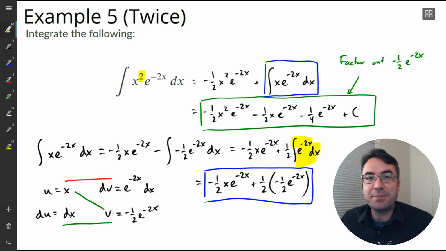All right, so we're going to stop there. Our next lesson is going to be on how we use integration by parts when calculating definite integrals. We're going to get a little bit more practice and see how to do the evaluation.